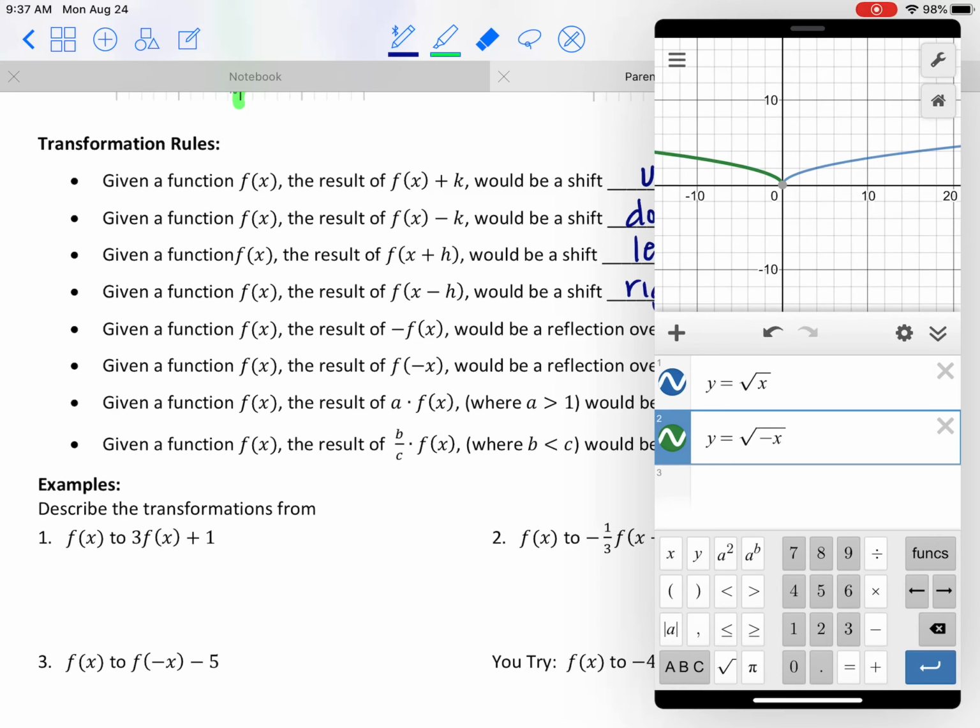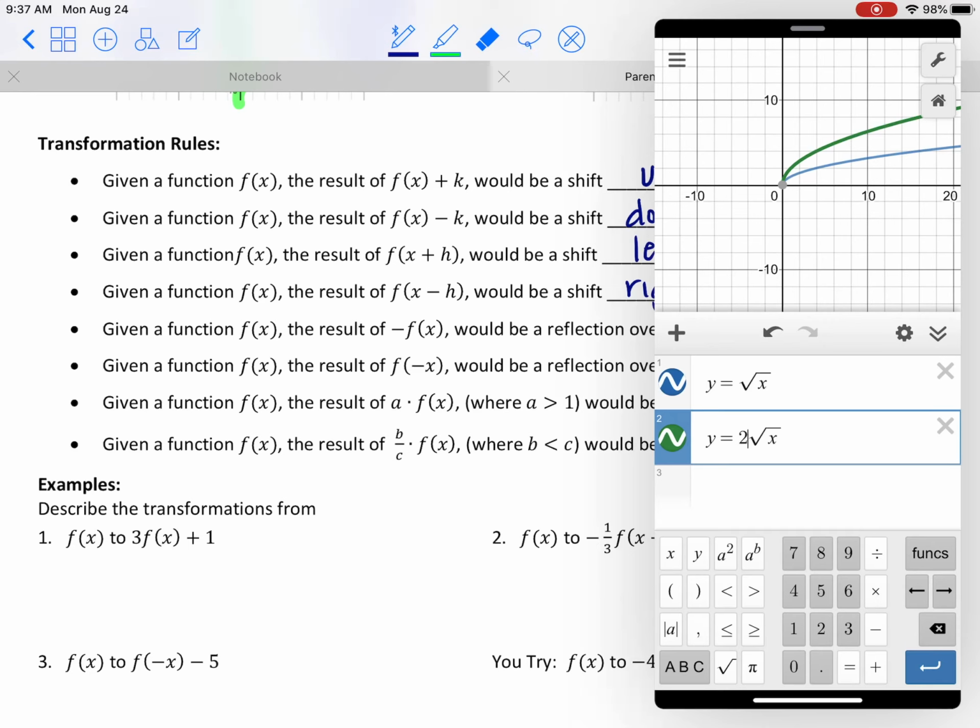Okay, I was trying to talk too fast. Sorry. Okay, now the next two bullets are taking your function and multiplying it by a number. If we take the function and we multiply it by a number that's bigger than 1, so let's say we multiply it by 2.